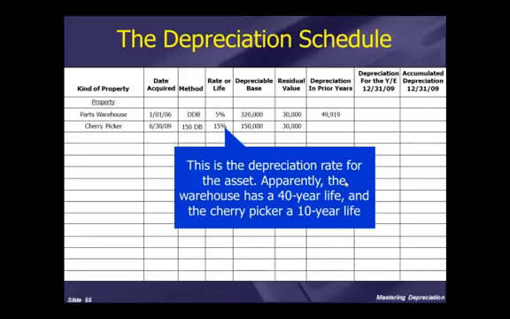Over here in the rate or the life column, they have rates. The parts warehouse, because it is double declining balance, they're saying should have a 40-year life. If you take 1 divided by 40, that is 2.5%. And when you multiply that times the multiple of 2, that is a 5% double declining balance rate. On the cherry picker that has a 10-year life, if you take 1 divided by 10, that's 10%. And you take that times 1.5, that's where the 15% rate comes in.